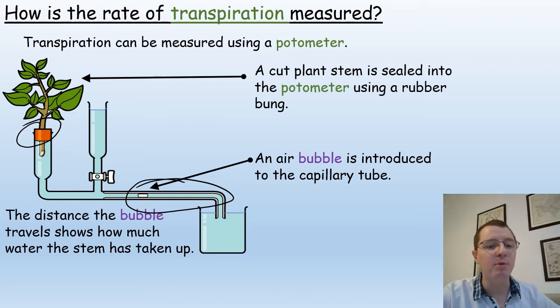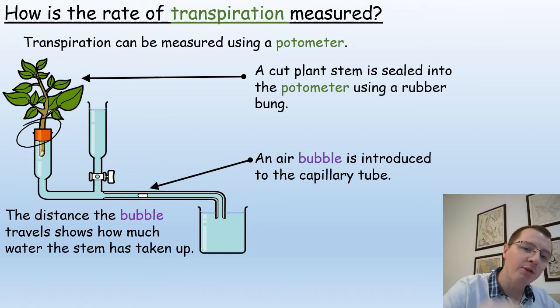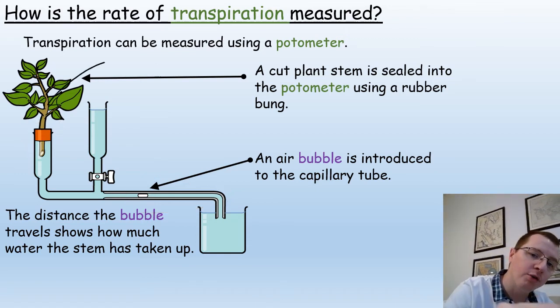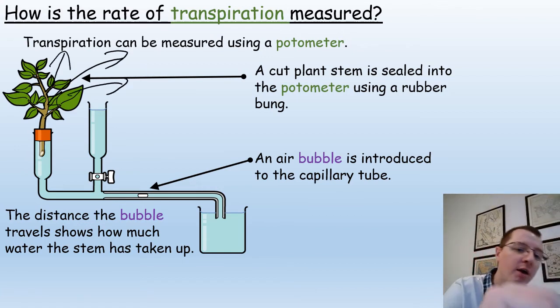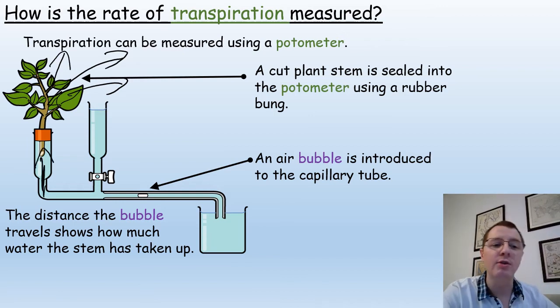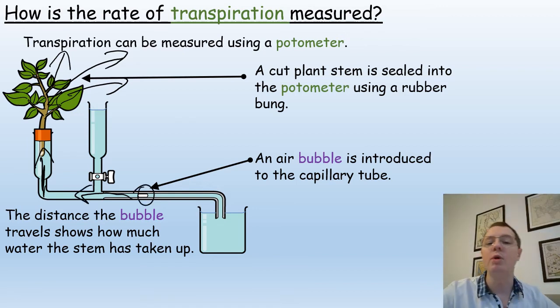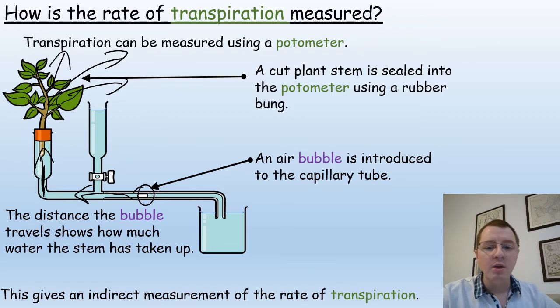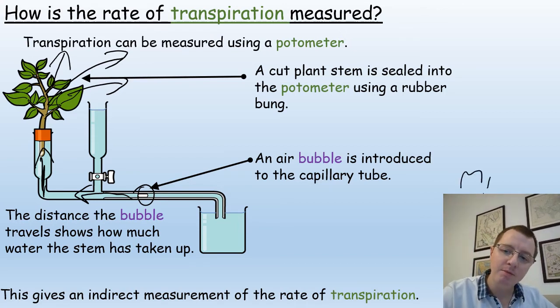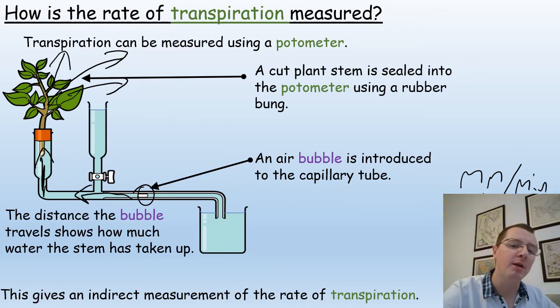And it's the distance that this bubble travels that shows us how much water the stem has taken up. As water is lost by transpiration through the leaves, this pulls water up into the xylem, and that pulls water along the capillary tube, and therefore the little air bubble will move. So this gives an indirect measurement of transpiration, and often you will measure the rate of transpiration in millimeters per minute. How far has that bubble moved in millimeters per minute?